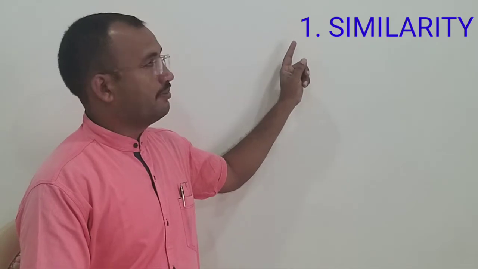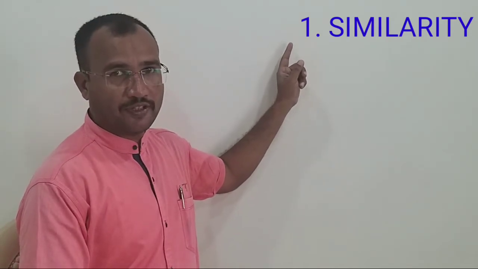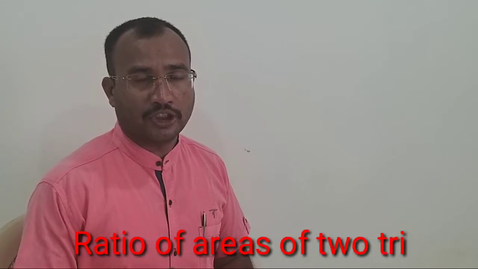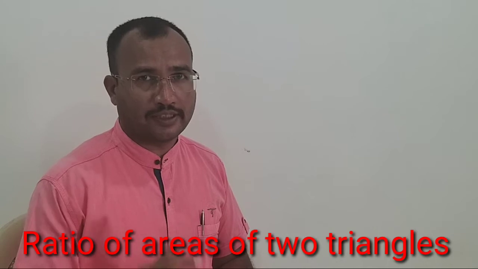Dear students, we start the chapter of part second of mathematics. The name of the chapter is similarity. Chapter number first, similarity. First we studied the properties of the ratio of areas of two triangles.